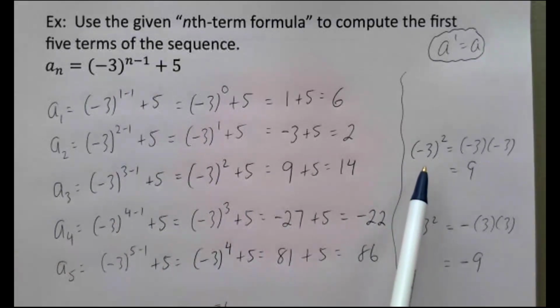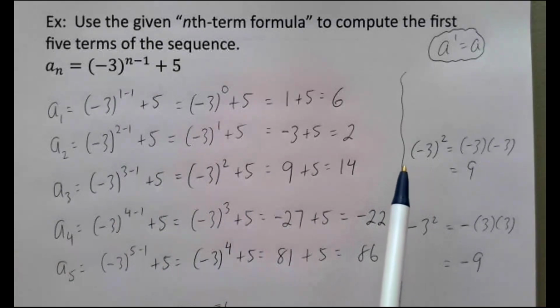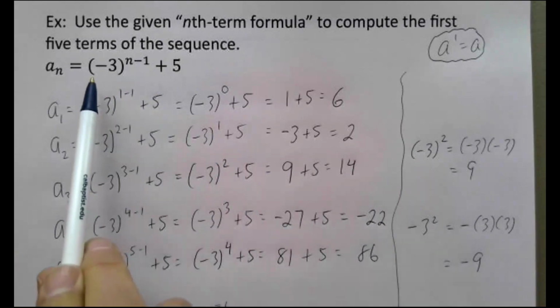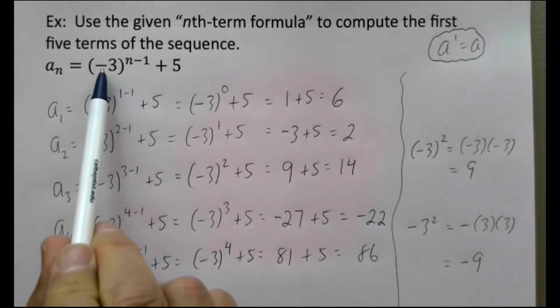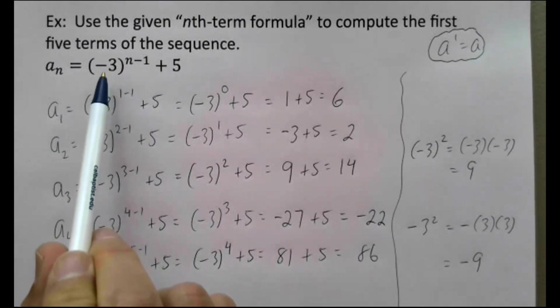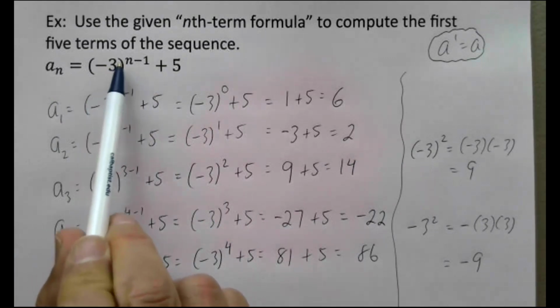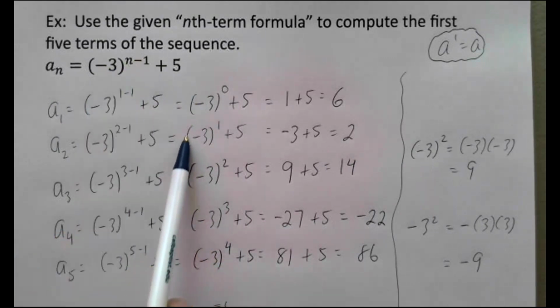So be very careful. Anytime you're raising a negative number to a power, you need to carry along those parentheses. It's not as big of a deal if it was a positive base. You could get away with not having the parentheses and it'll still work. It'll still give you the right answer. But if you have a negative number that you're raising to a power, you better carry along those parentheses all the time.